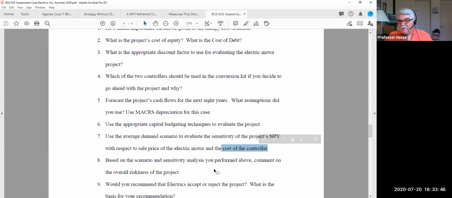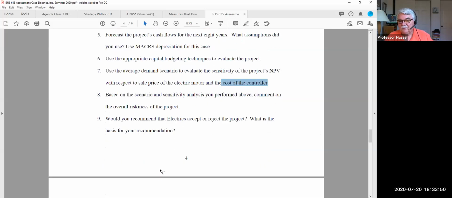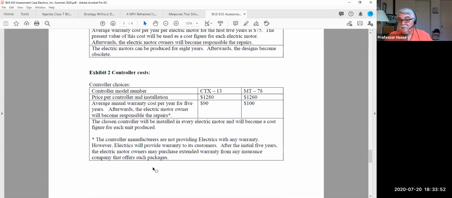But be careful there. What's the cost of the controller? The total cost of the controller is the installation and the unit plus the warranty costs. So you got to do some combining of numbers there to come up with that cost of controller.